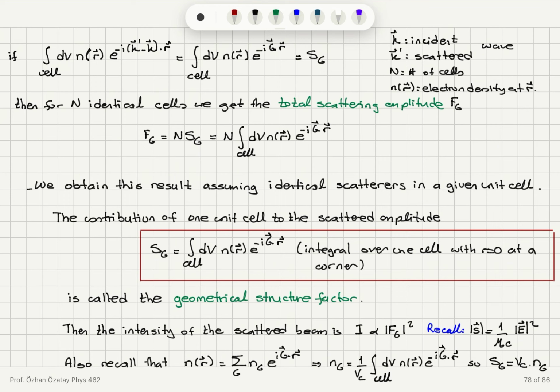I will add the scattering amplitude from each cell to get the total scattering amplitude F sub g, which is N times the integral over one cell dV n of r e to the minus i g dot r.